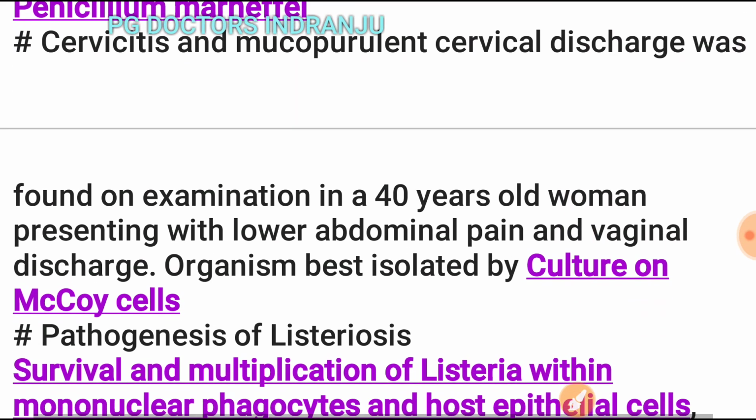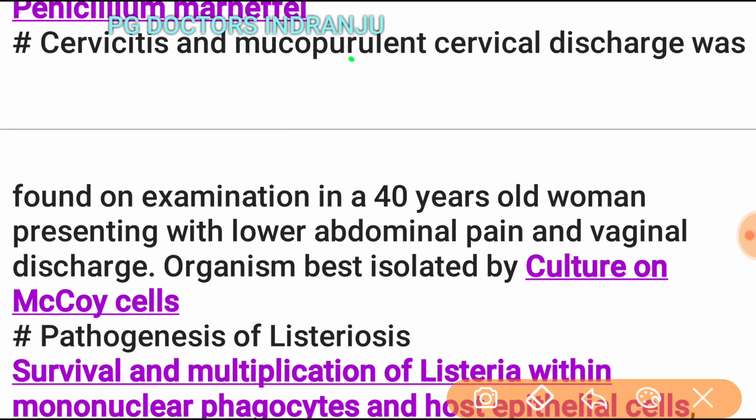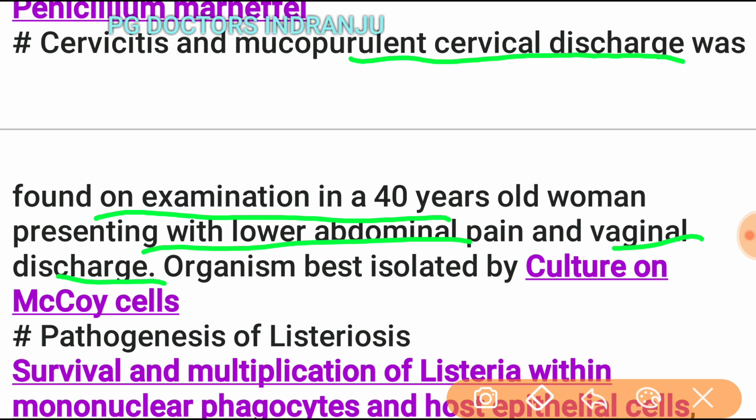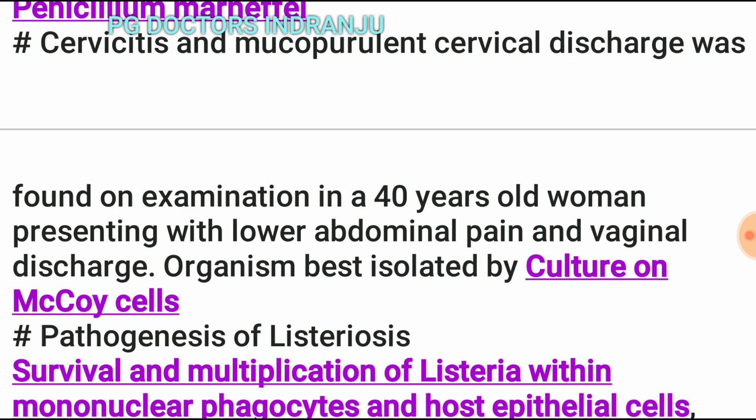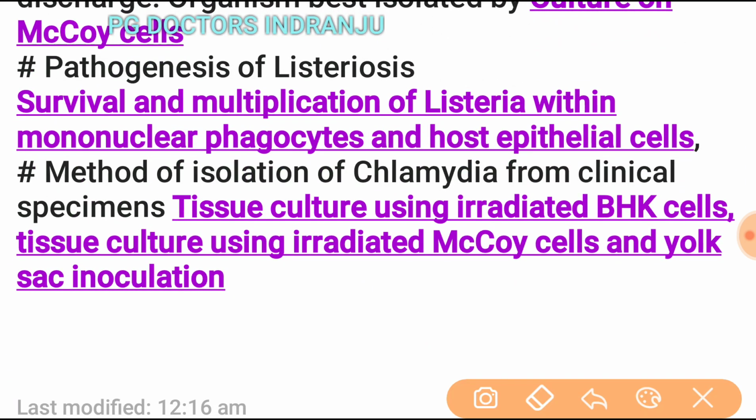Cervicitis and mucopurulent cervical discharge were found on examination in a 40-year-old woman presenting with lower abdominal pain and vaginal discharge. The organism is best isolated by culture on McCoy cells. The pathogenesis of listeriosis is survival and multiplication of Listeria within mononuclear phagocytes and host epithelial cells.